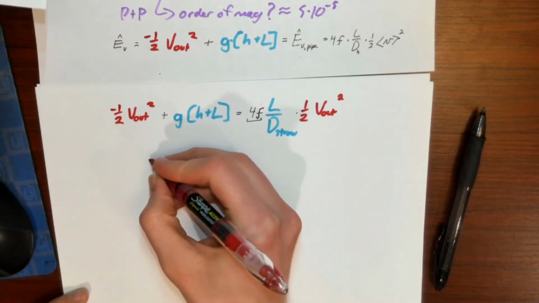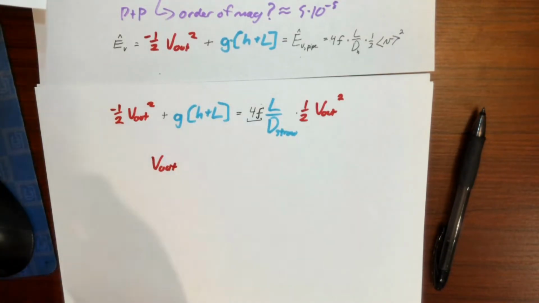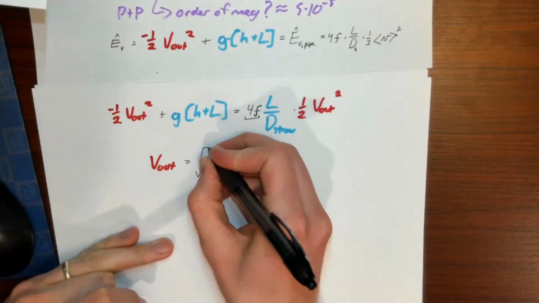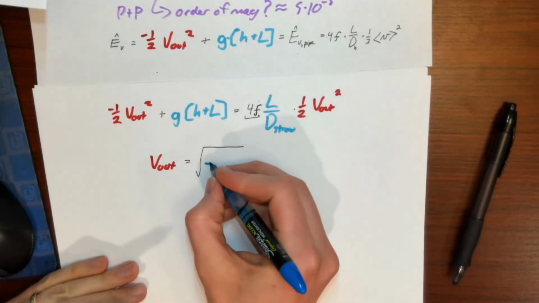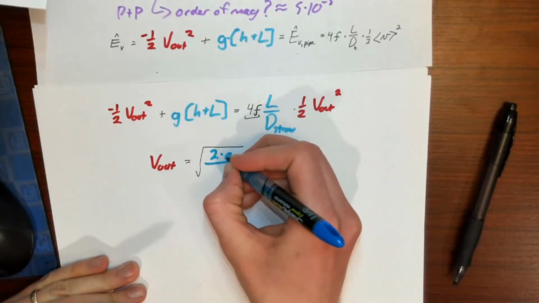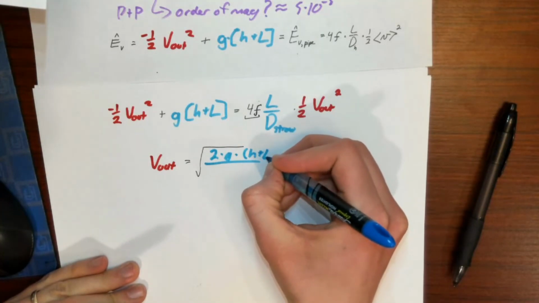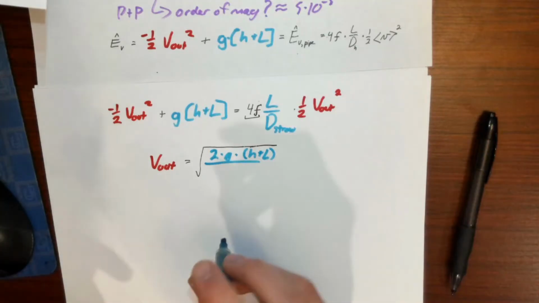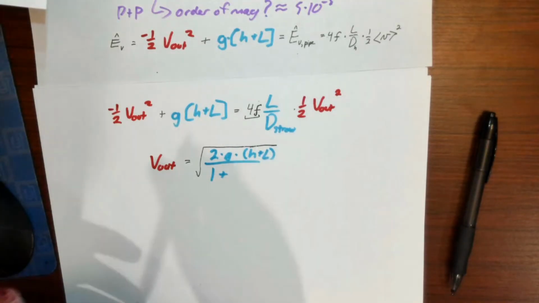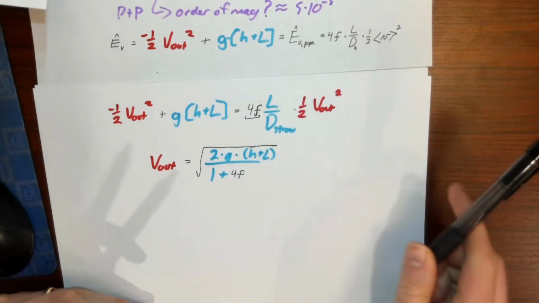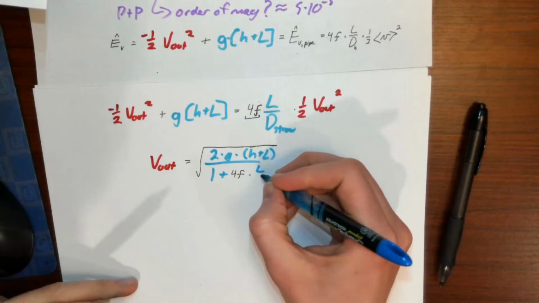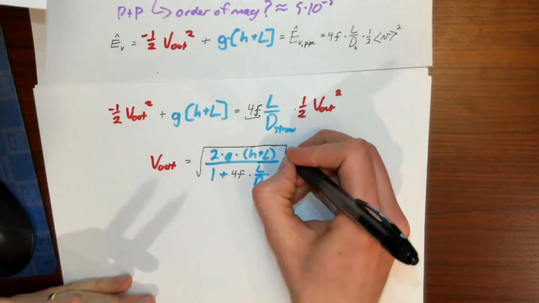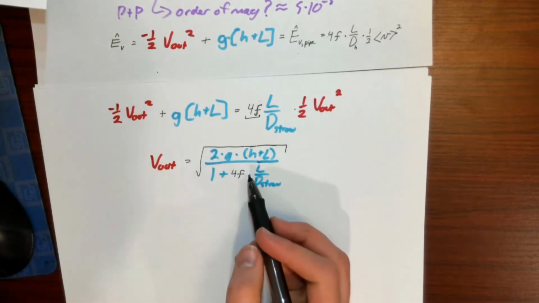So when you do that, we have Vout on both sides of the equation, we solve for it, and end up with Vout is equal to the square root of 2 times G times (H plus L) all over (1 plus 4F times L over D straw). All right, so this is our result here.